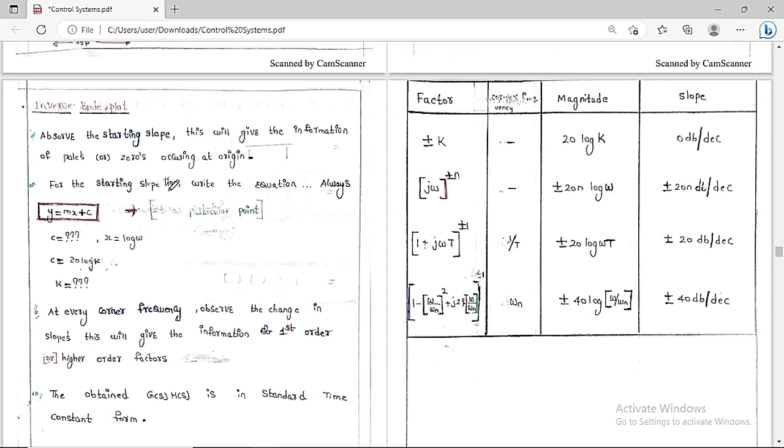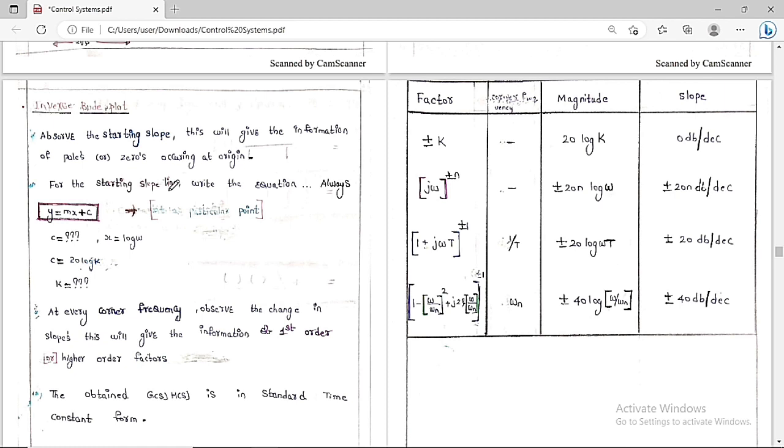So inverse Bode plot means, from seeing a diagram, how to write the overall transfer function. That is what we are going to discuss. Up to now we have discussed how to draw the Bode plot from the overall transfer function, but now inverse Bode plot means just by seeing the Bode plot, we have to write the standard equation of the overall transfer function.